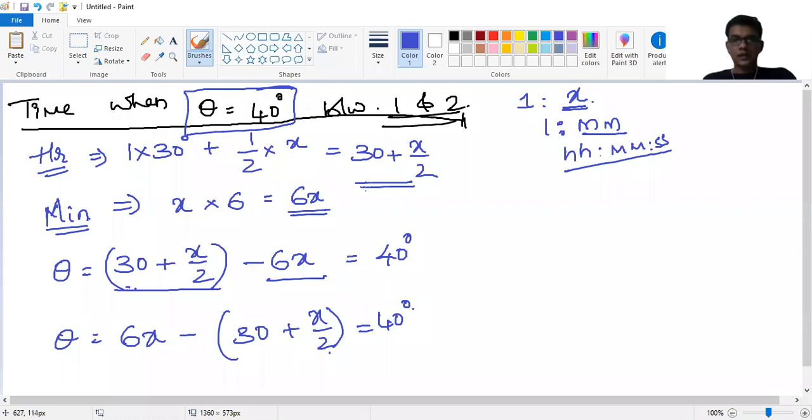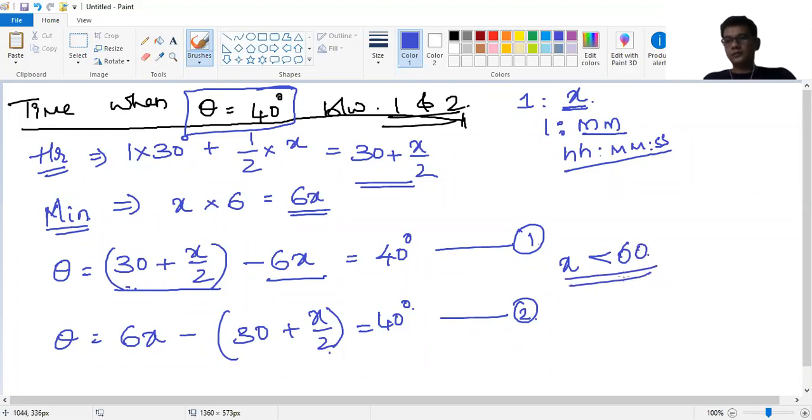Which means that if I solve equation number 1, I should get a value of x. And if I solve equation number 2, I should also get a value of x. But I have to be careful about one thing, and this is where you guys have to remember: I have to ensure that the x value that I get is less than 60.